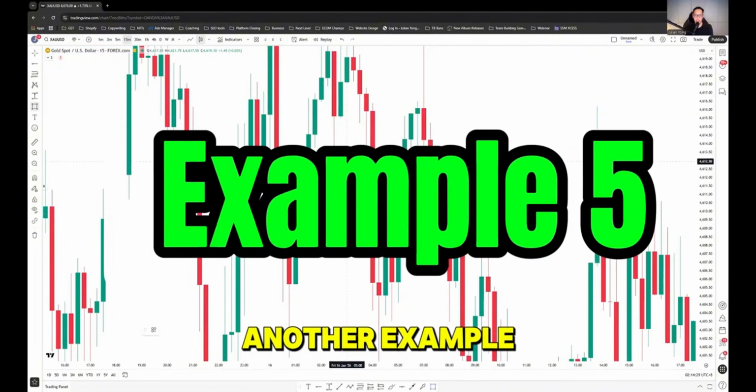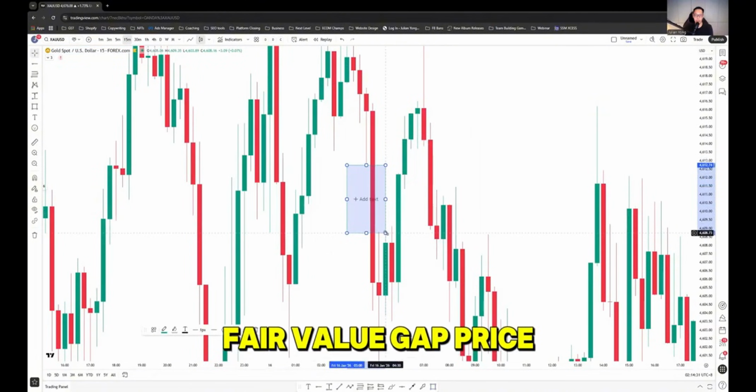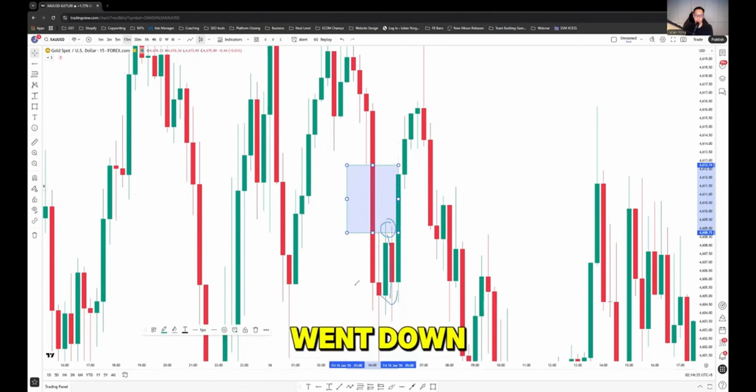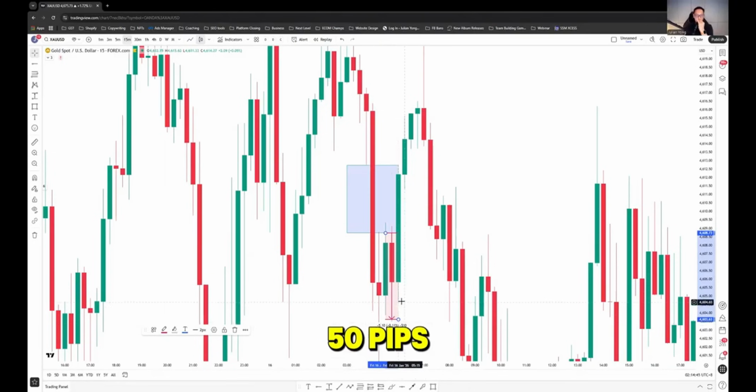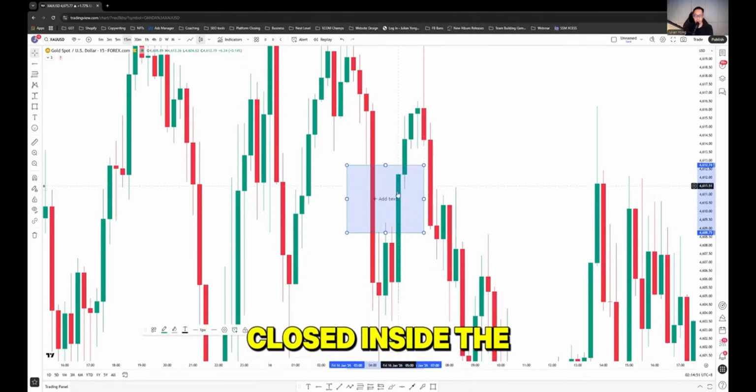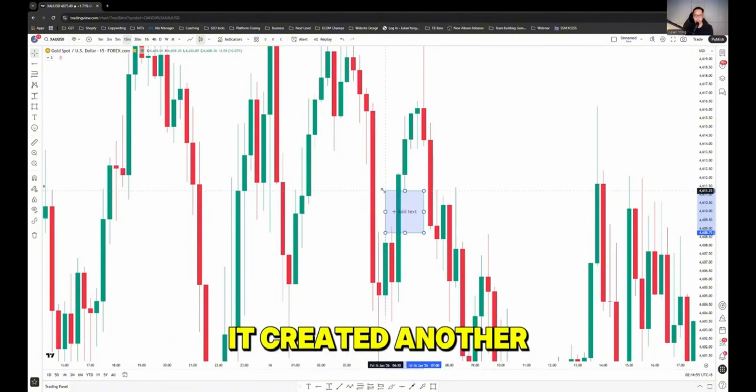Right here is another example. This is a fair value gap. Price tapped into it, went down. How many pips did it go down? This actually went down about 50 pips. There you go. At the dot, 50 pips. And this candle closed inside the fair value gap. When this candle closed inside, it created another fair value gap.